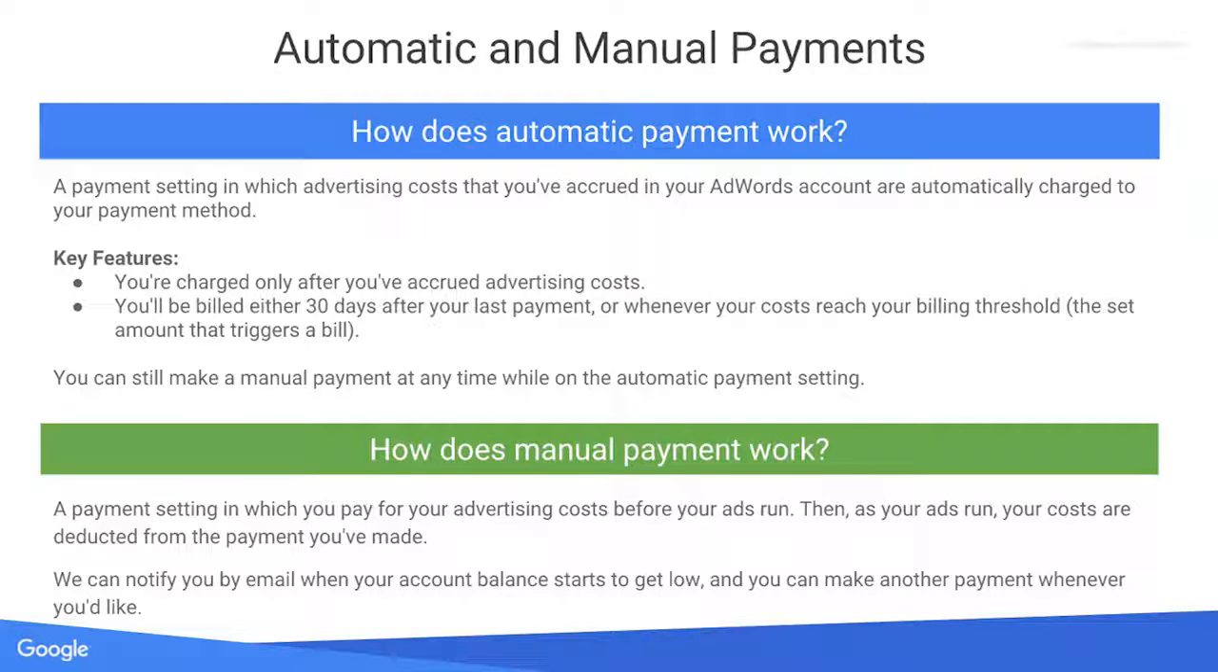A primary payment method is the instrument you use to pay for your AdWords costs, such as a credit card. On automatic payments, we charge you for your advertising costs 30 days after your last automatic charge, or whenever your account reaches a predetermined amount known as a payment threshold, whichever comes first. You can still make a manual payment even if your account is set to automatic payment setting. The money will be used for future clicks and it will reduce your next automatic charge.